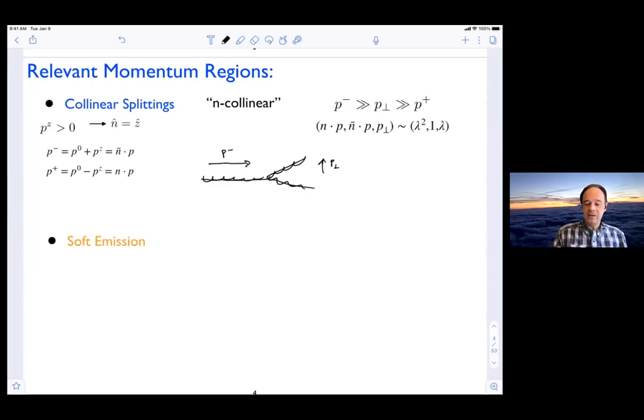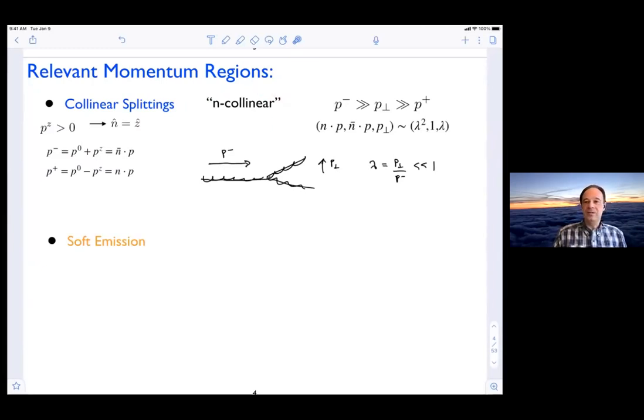And the idea is that we're working in a limit where the transverse momentum is much smaller than this large minus momentum, which is the sum of the energy and the z momentum. So this is our power counting parameter. And that's expanding in a collinear limit because the radiation is collimated in the direction of motion of the original particle. And so we call these particles n-collinear if they're collimated in the n direction.